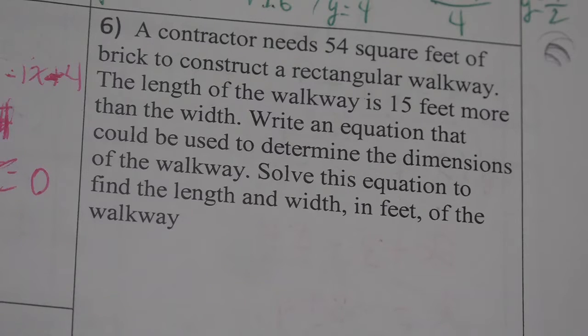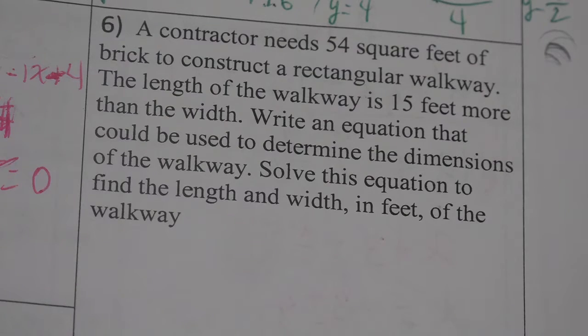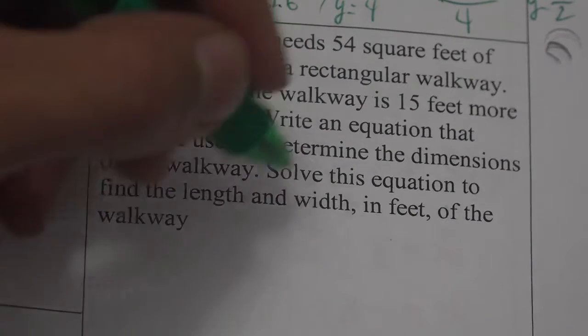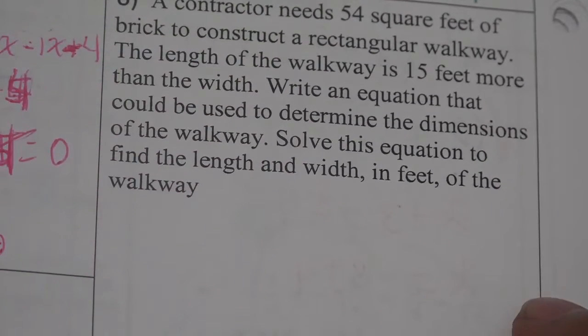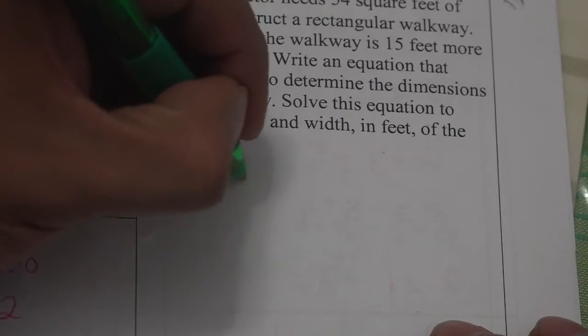Whoa. A contractor needs 54 square feet of brick to construct a rectangular walkway. The length of the walkway is, okay, first of all, rectangular walkway. So I cannot work like this. I need a visual. So I'm gonna create myself a visual. Rectangular walkway.